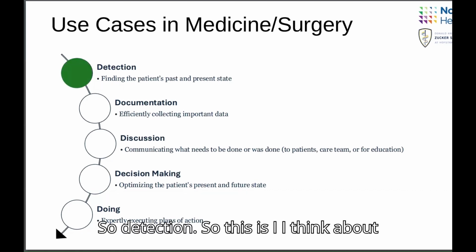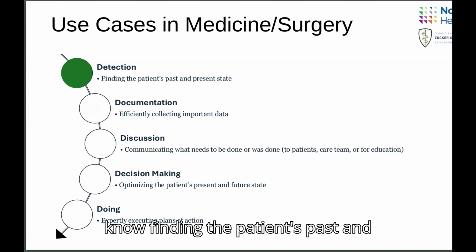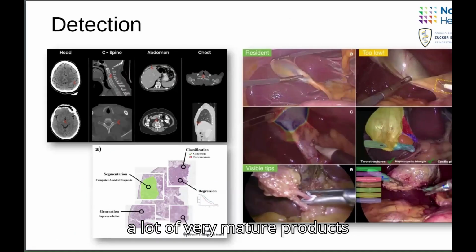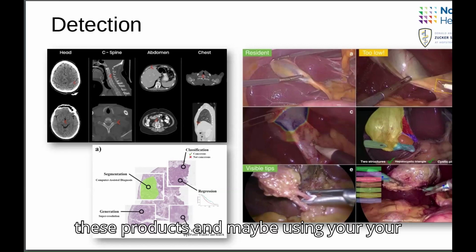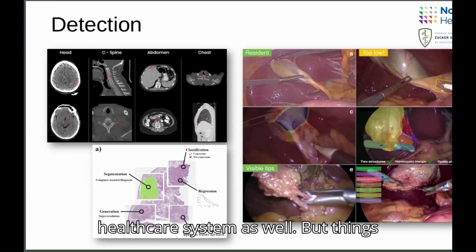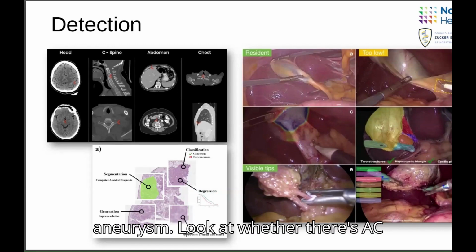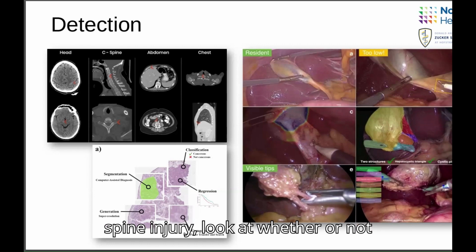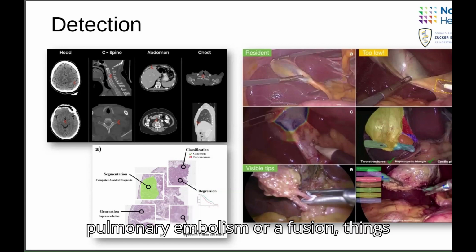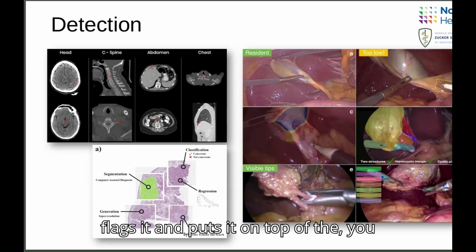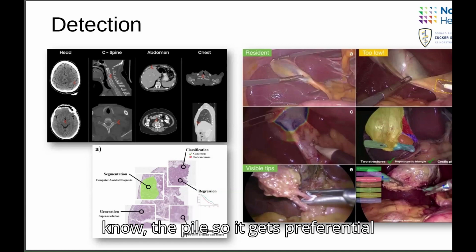So detection. I think about detection as finding the patient's past or current state, and this is probably where we're seeing a lot of very mature products being used. I know in my healthcare system we're using some of these products. I may be using your healthcare system as well. Examples include a model that can look straight at the DICOM images and determine whether there's a lesion, a brain bleed or an aneurysm, a C-spine injury, or a chest lesion such as a pulmonary embolism or effusion. Even before the radiologist has had a chance to read it, it flags it and puts it on top of the pile so it gets preferential treatment.